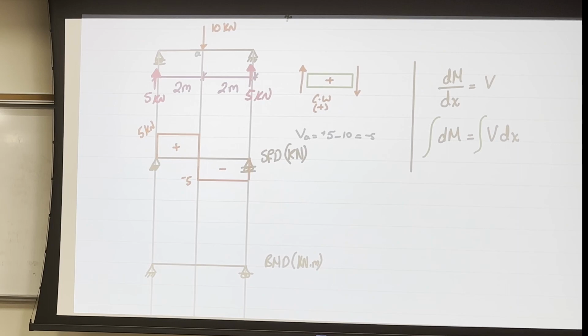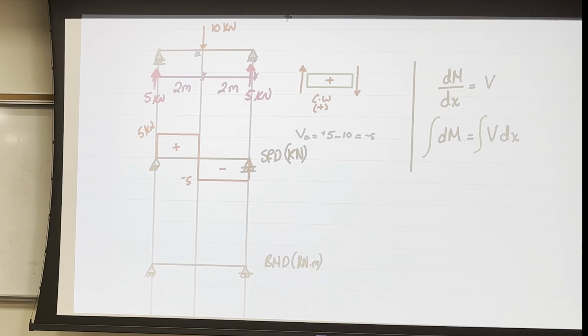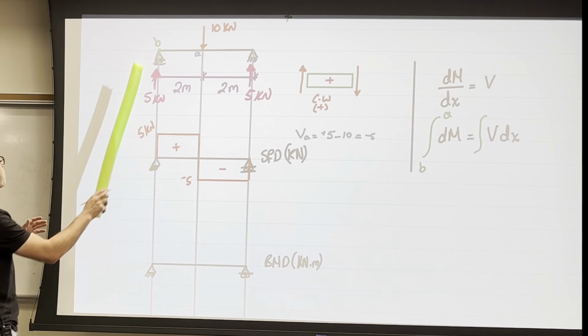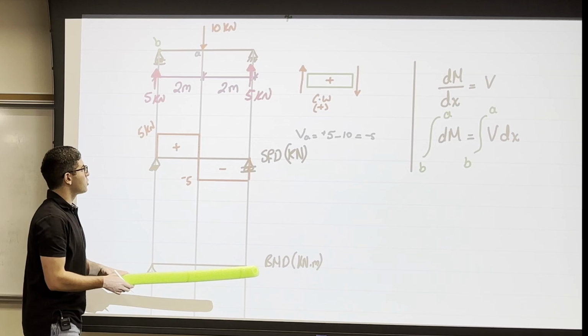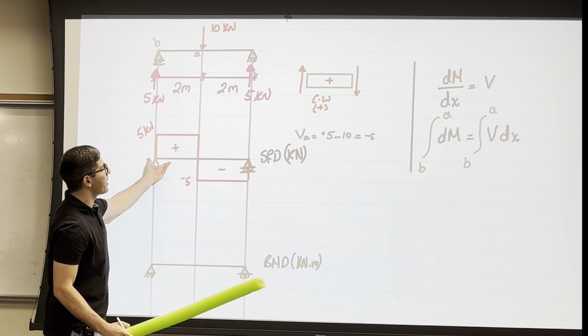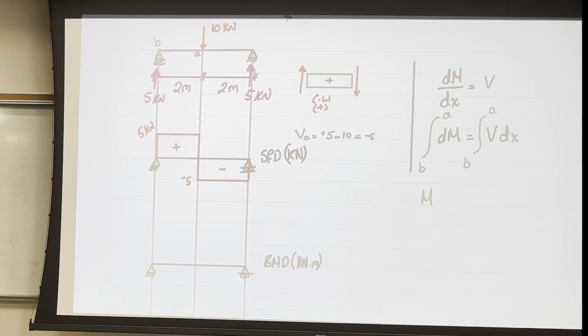So let's now put the limits of the integration. Let's say I want to find the moment at point A. I will tell you in a moment why, but let me name this point B. So let me put the integration limits from B to A, and also the shear is from B to A, okay? The integration of V dx means summing the area under the V function from B to A. The integration of dM is M, with limits B to A. So that is MA minus MB.